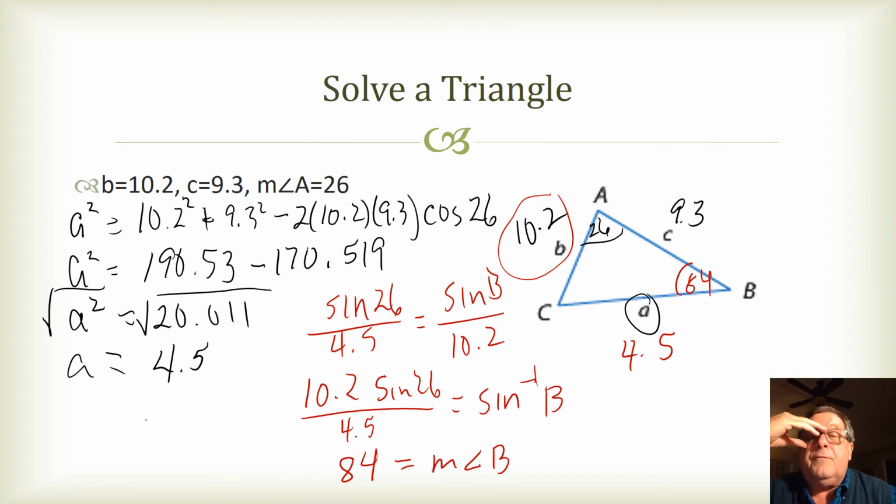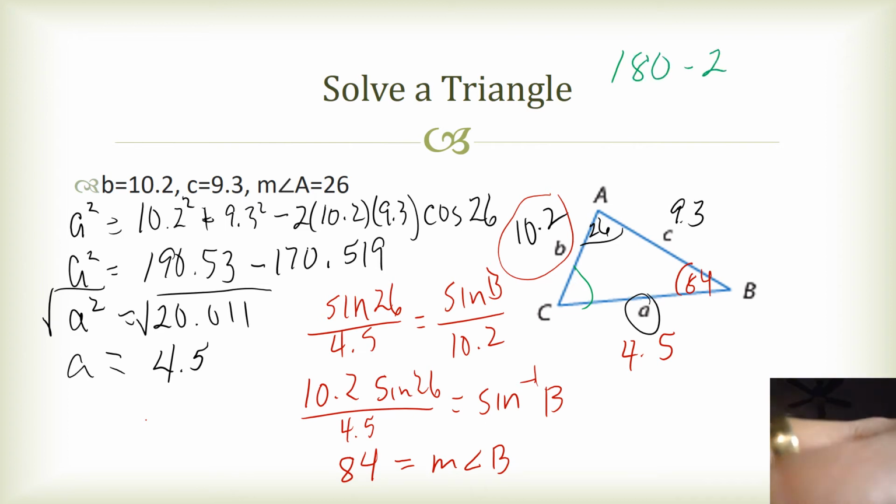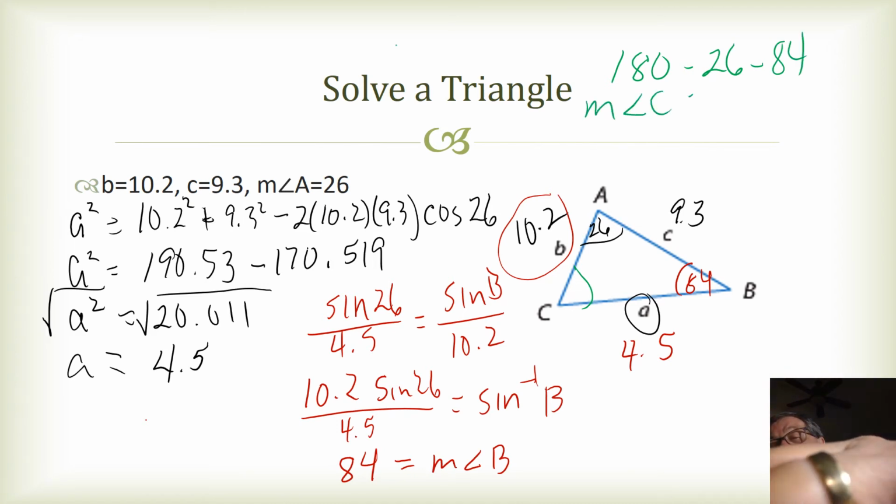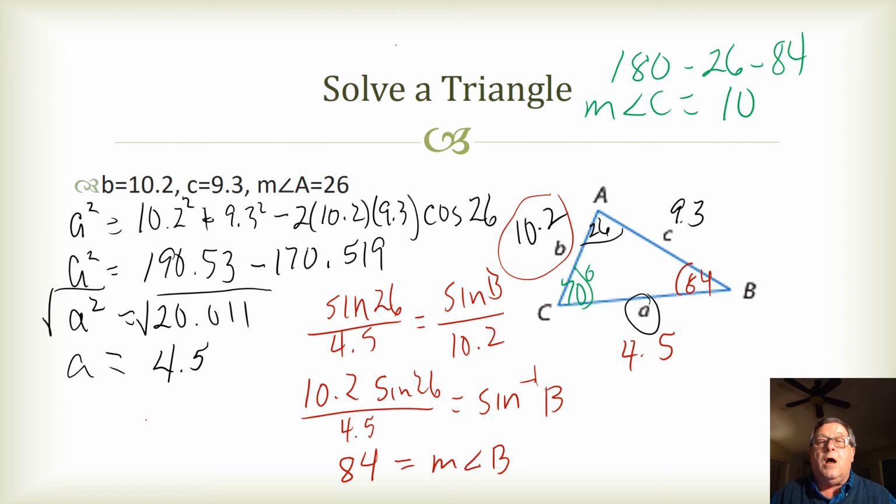Well, what have I got left? The only thing I've got left is this angle C. And I could go through the law of sines and all that, but why not just use the triangle angle sum theorem, which is 180 minus 26 minus 84, and that should give me the measure of angle C. So let's see, 180 minus 26 minus 84. And the measure of angle C then is going to be approximately 70. And Shazam, we have solved that triangle.